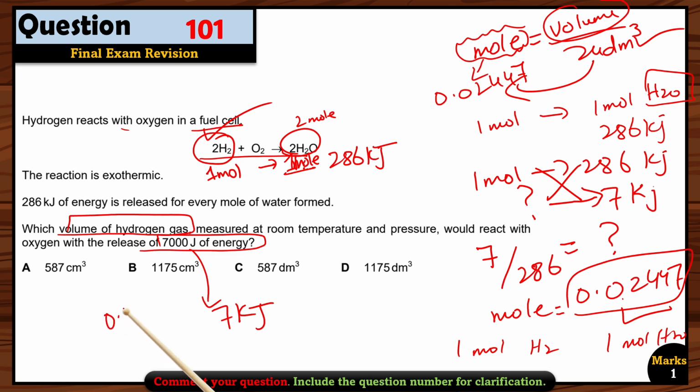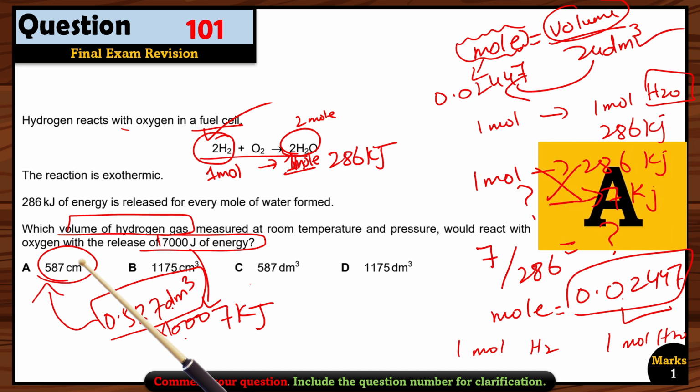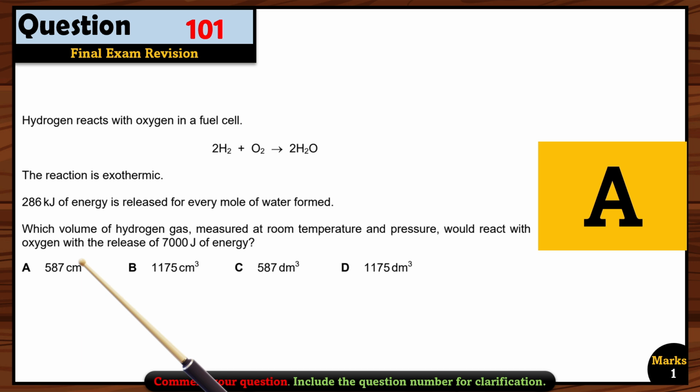So let's multiply this with 24 dm cube and see our answer. It's 0.587 dm cube. Okay. Do we have 0.587? No, we have 587 centimeters cube. So this is the right answer, because if you multiply it with 1000, it will change into centimeter cube. So 587 will be the answer you will get. Okay, so 587, option A is the right option.